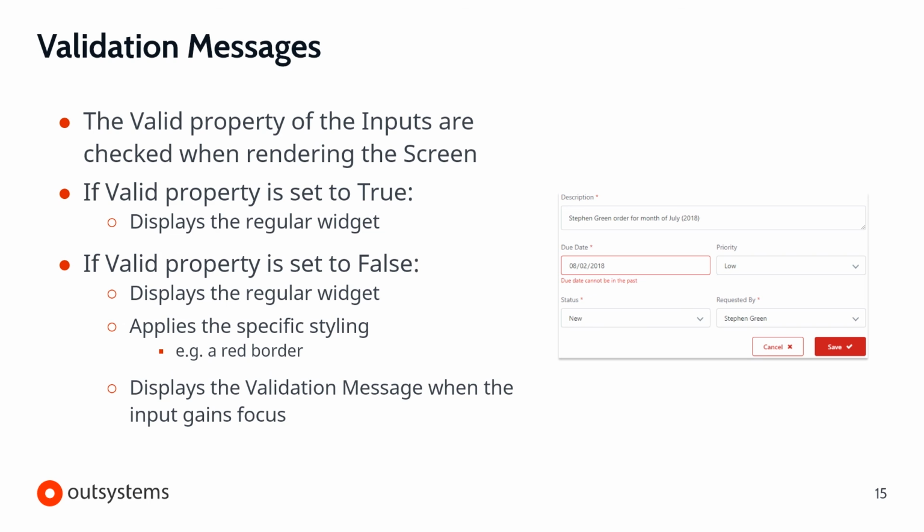When a screen with a form and input field is rendered, the runtime valid property of each input is checked. If the valid property of the input is set to true, it means that the data in the input field is valid, so the screen only displays the regular widget. If the valid property is set to no, it displays a regular widget with a specific styling, for instance, a red border, and the validation message when the input field has the focus. In this example, we have the due date input appearing with a red border, and the message due date cannot be in the past.